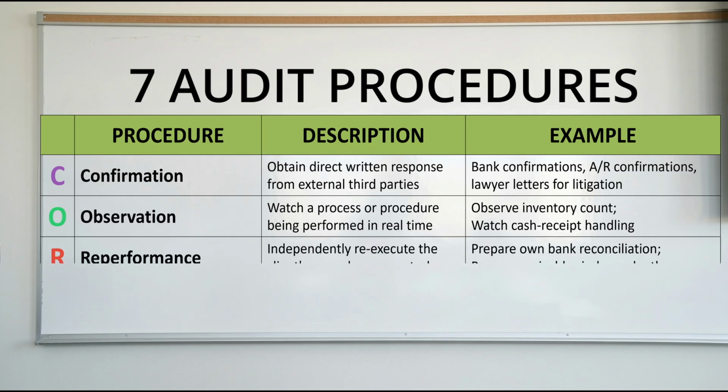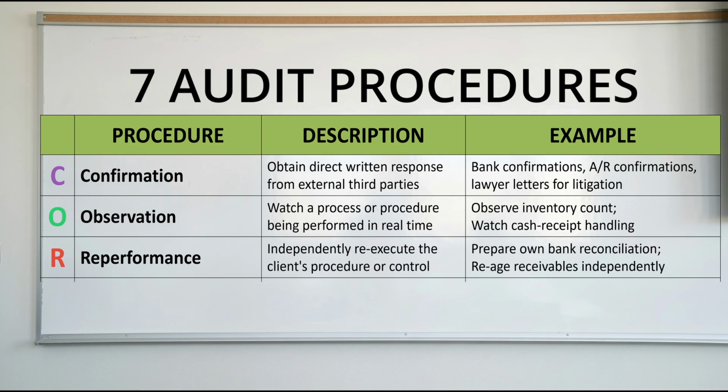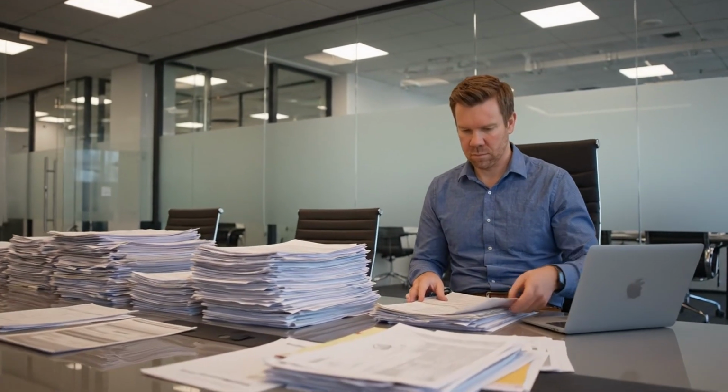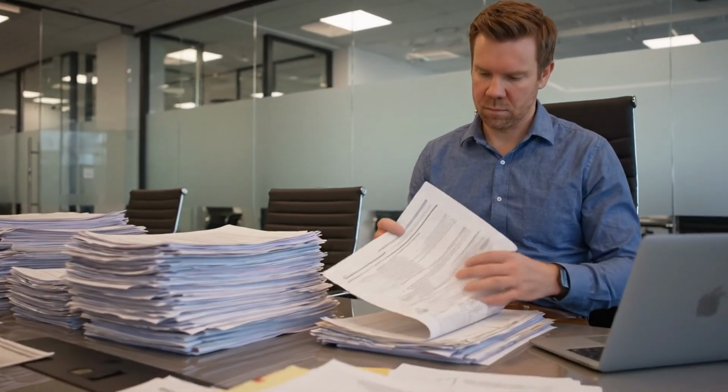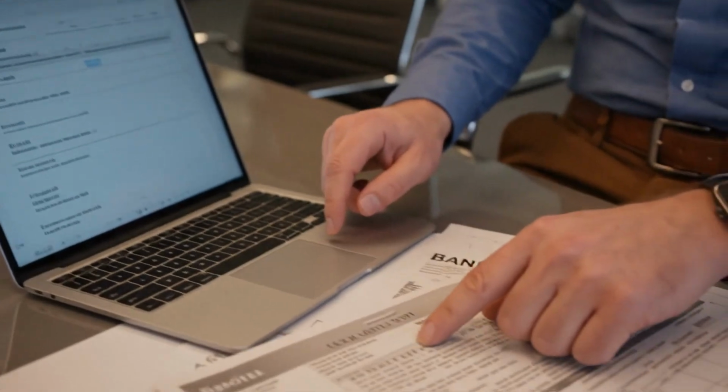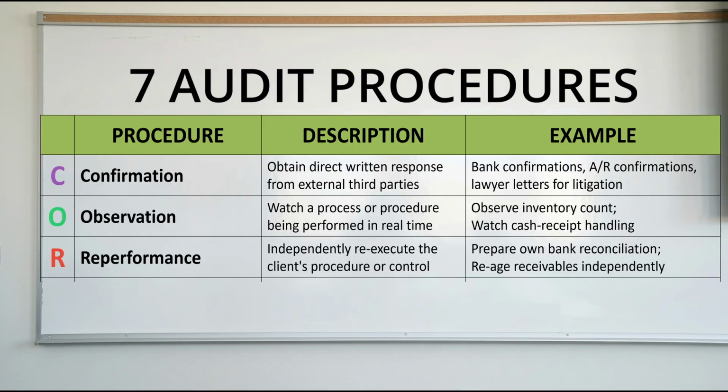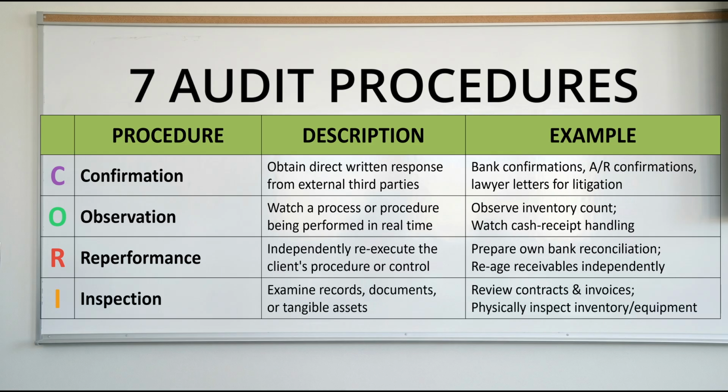That something else could be reperformance. This goes beyond just checking math. You redo the entire procedure or control from scratch. The client prepared a bank reconciliation? You prepare your own independent version and compare. The client aged their receivables? You re-age them yourself. Reperformance is especially powerful for testing internal controls, because you're not just asking if the control worked, you're proving it.